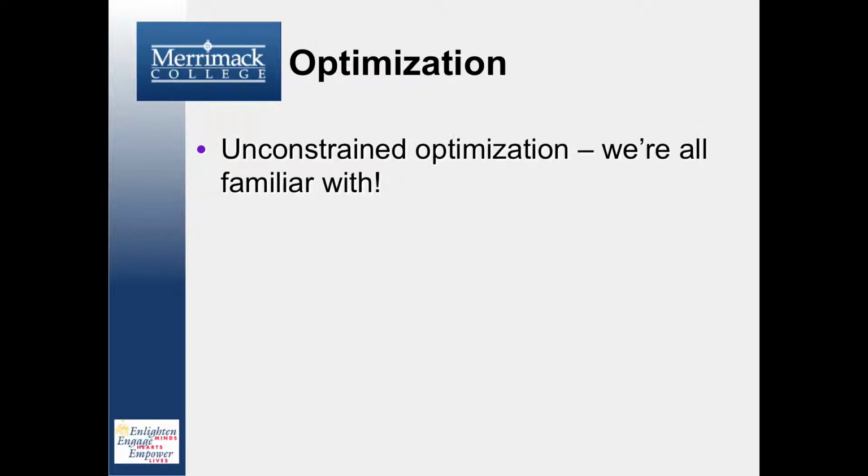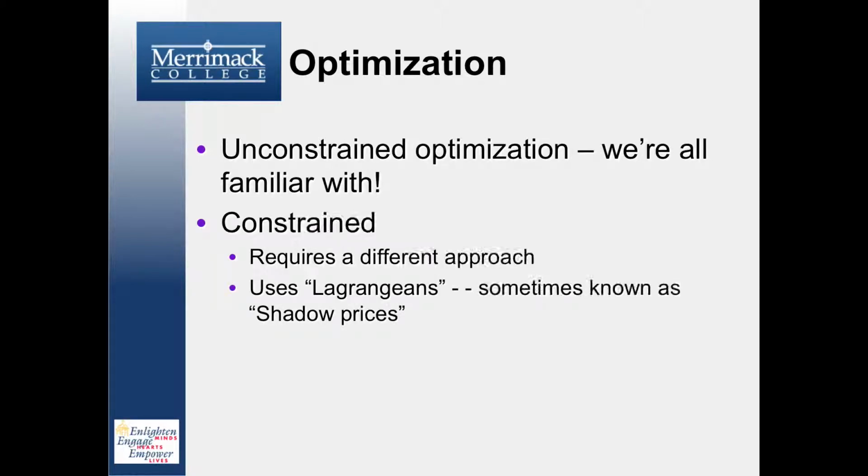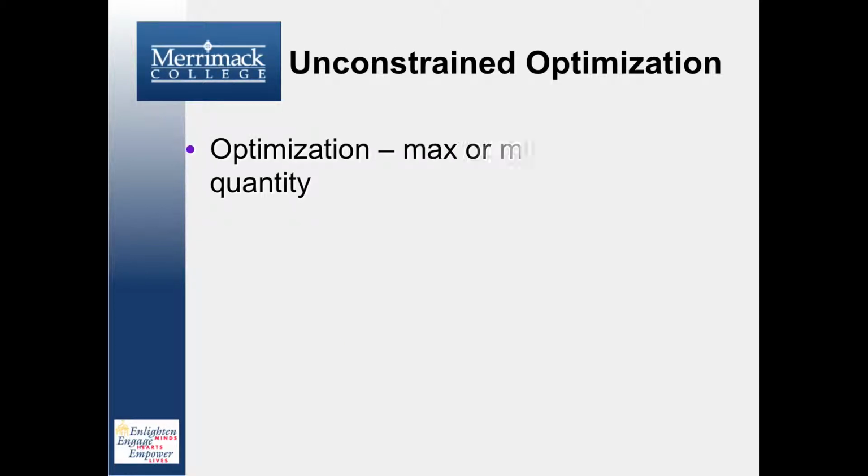So optimization is basically, well, we're all familiar with unconstrained optimization. I'll show it to you. Constrained optimization needs a different approach, and I'll be explaining what I mean by these things in a few minutes. We're looking for a maximum or minimum of some desired quantity given some function.